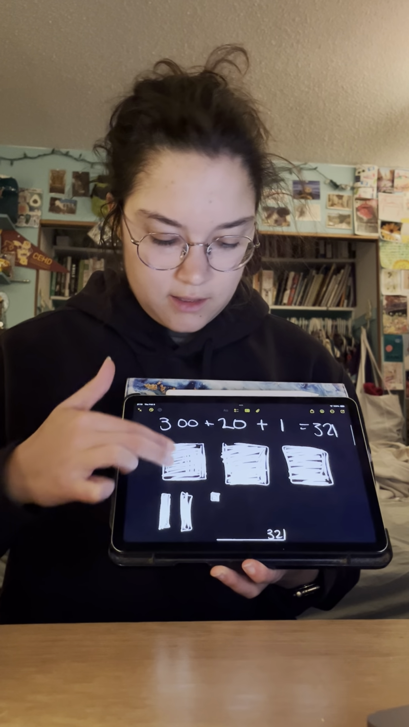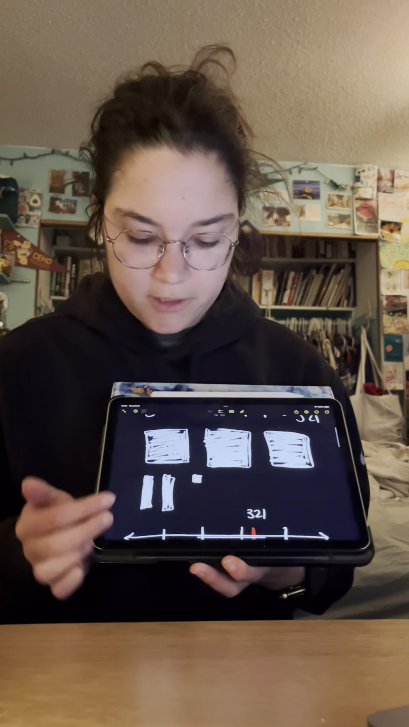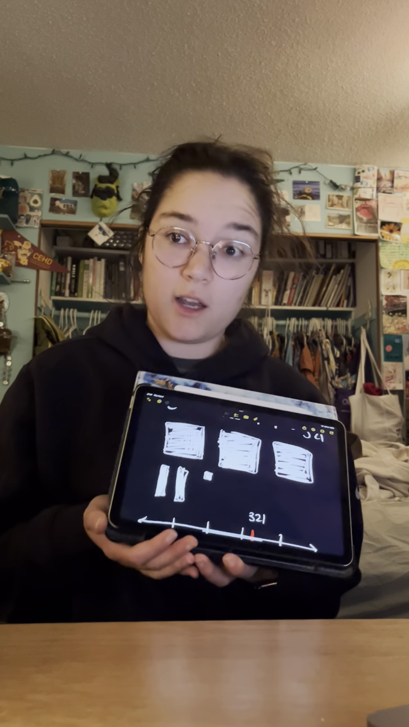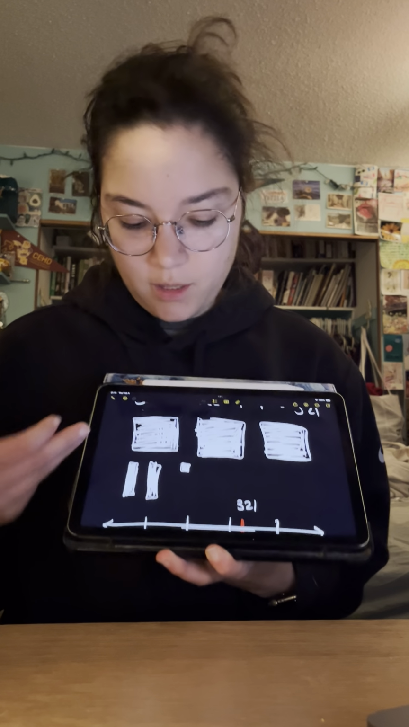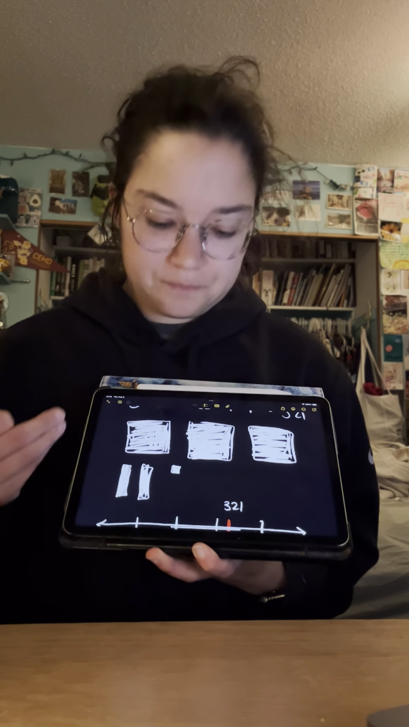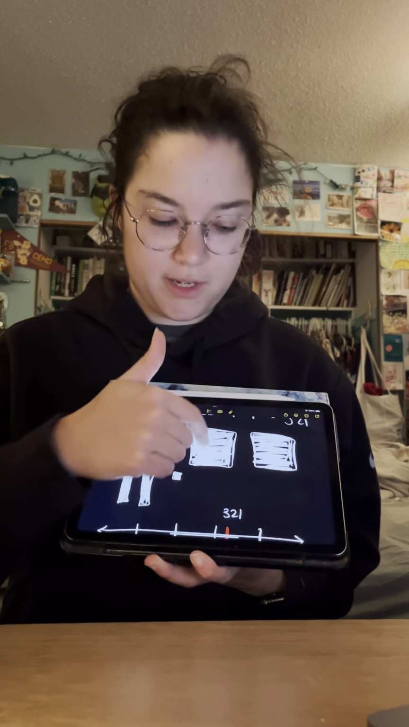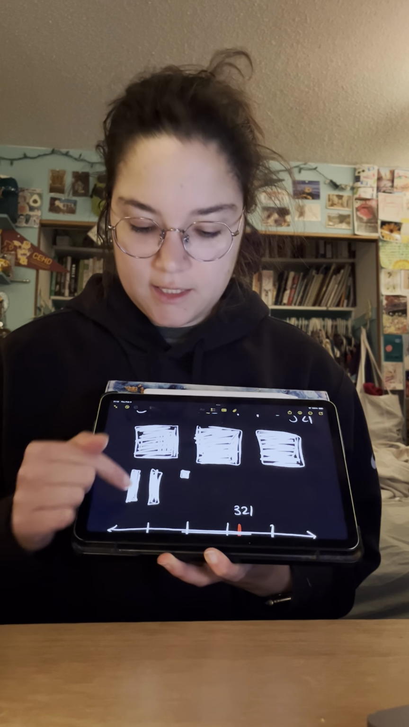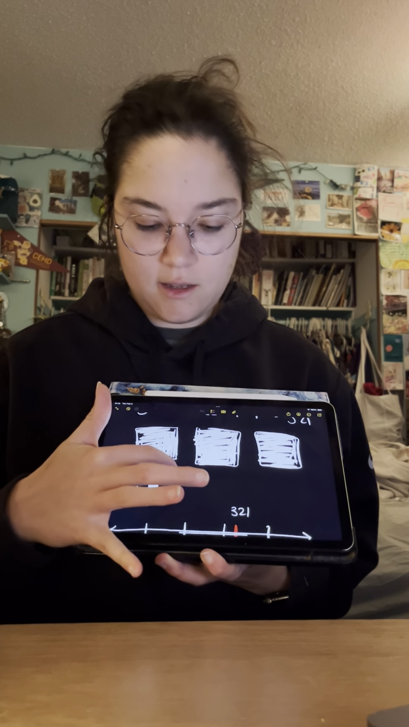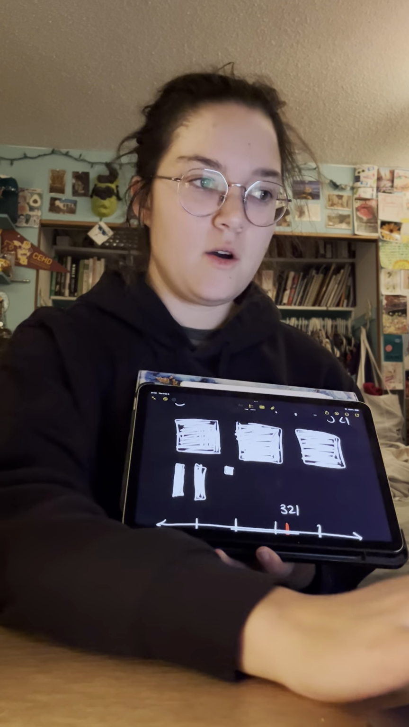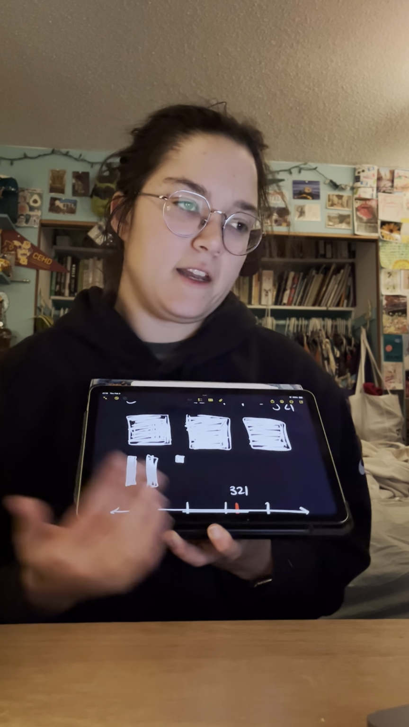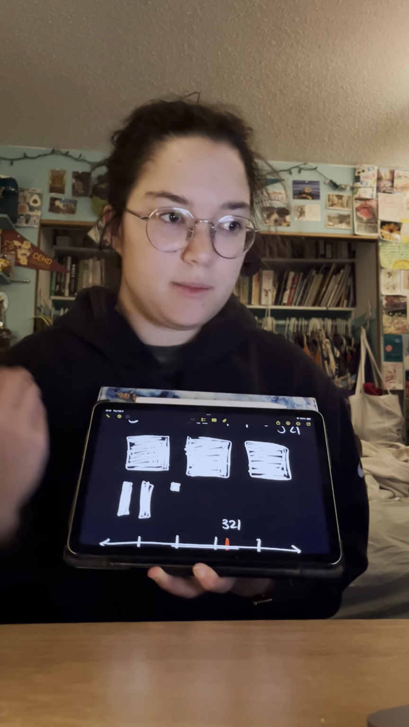And this is the representation of 321 using drawings or manipulatives. This is the base 10 blocks just drawn out. So these big blocks represent 100, these lines represent 10, and this square represents 1. So 321. And a note on using manipulatives.